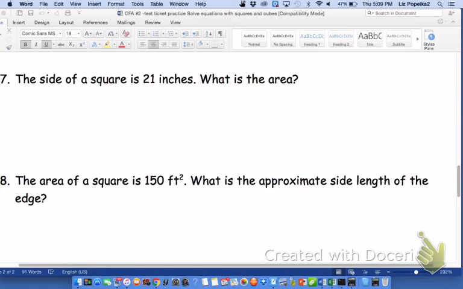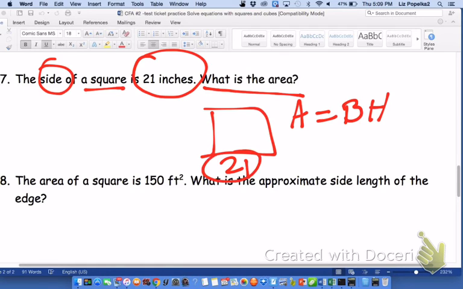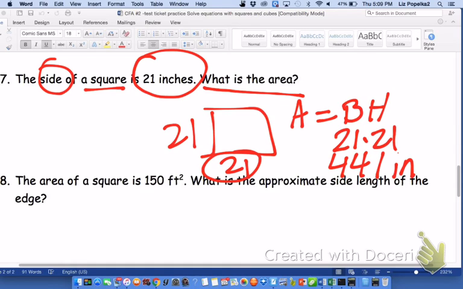Number 7, so we've got a square, and we're trying to find its area. So I'm going to circle, it says the side is 21 inches. So I've got a square, and the length of the side is 21 inches. We remember from 7th grade that the area is base times height, and because it's a square, if the base is 21, that means the height is going to be 21 also. So I'm going to do 21 times 21, or in other words, 21 squared. Multiply that together, I get 441 inches, and because I'm doing area, it is squared.